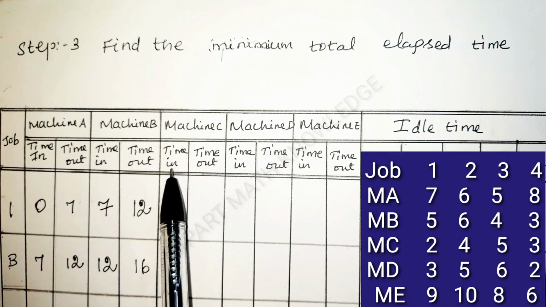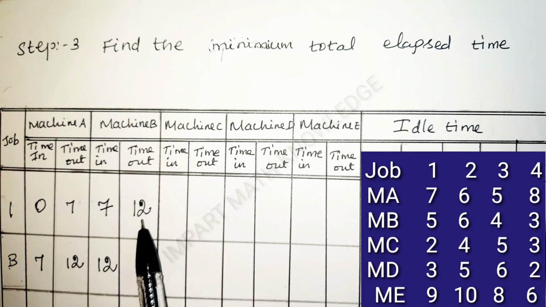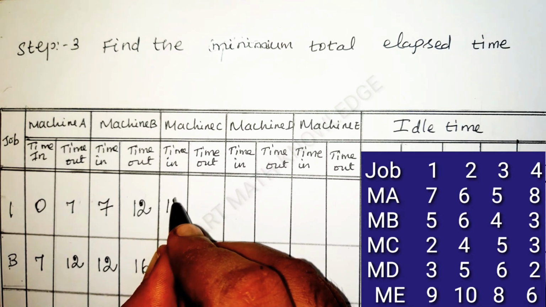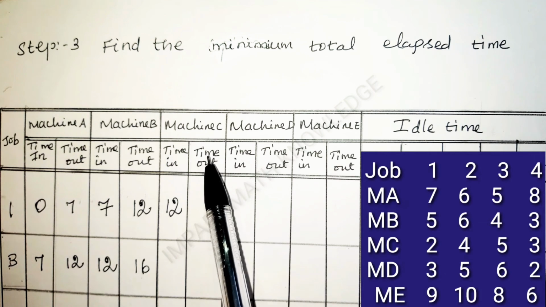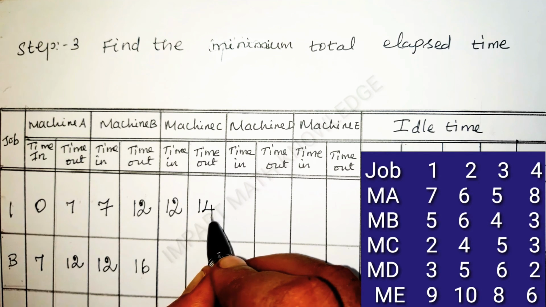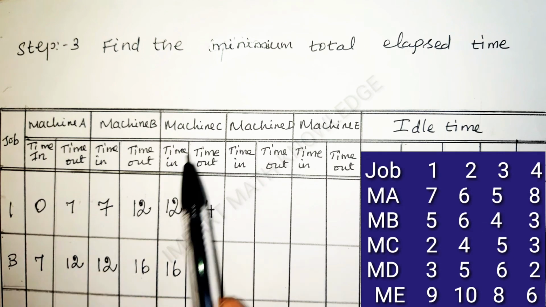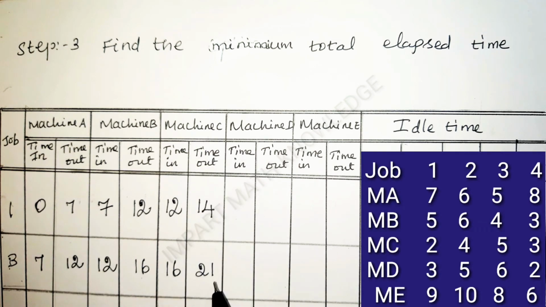Next we have to find time in and time out for machine C. For machine C, first job starts at the 12th hour because machine B completes the first job at the 12th hour. So time in is 12. The processing time for job 1 on machine C is 2. So 12 plus 2 is equal to 14. And for job 3, time in is 16 because 14 is not possible. The processing time for job 3 on machine C is 5. So 16 plus 5 is equal to 21. For job 3 machine C, time in is 16, time out is 21.